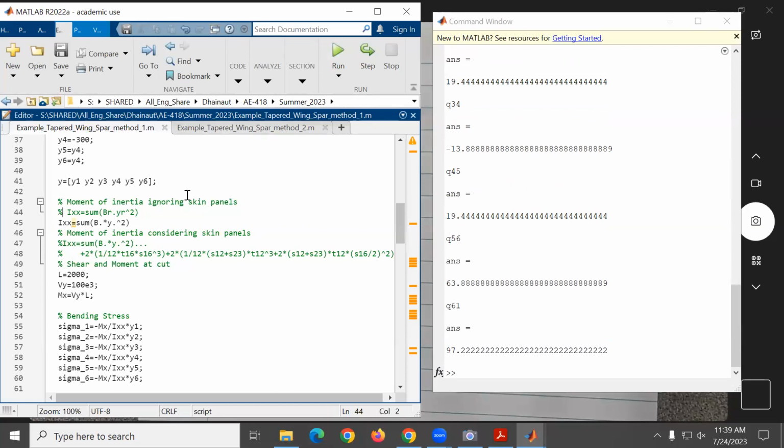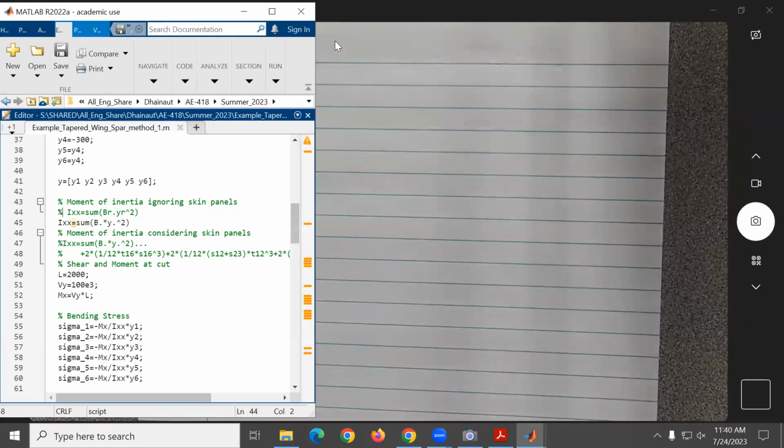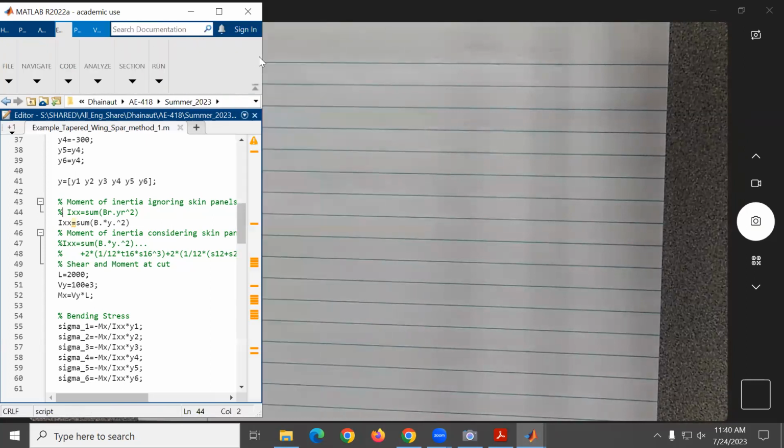So basically, let's do the second method, but let me just first summarize the results for method 1 over here, okay? All right, so let's go over here. I don't have the notes, I'm going to have to use this. And that's not going to be pretty. All right.